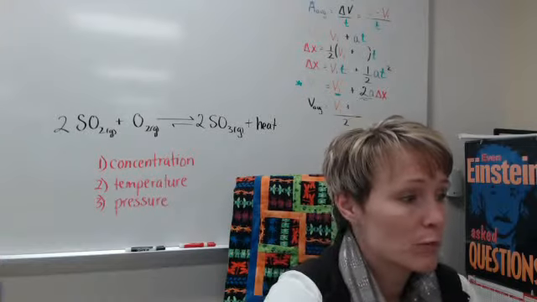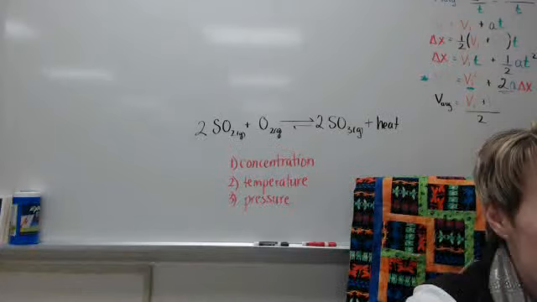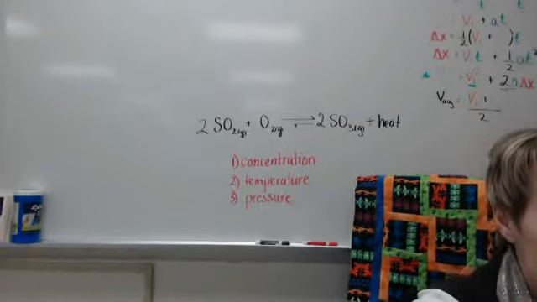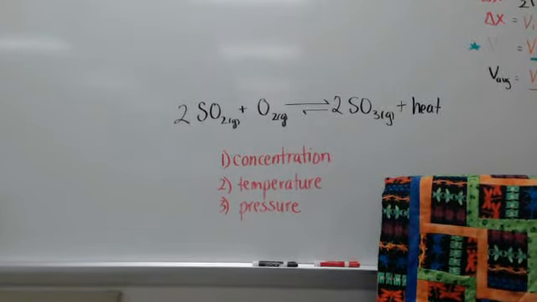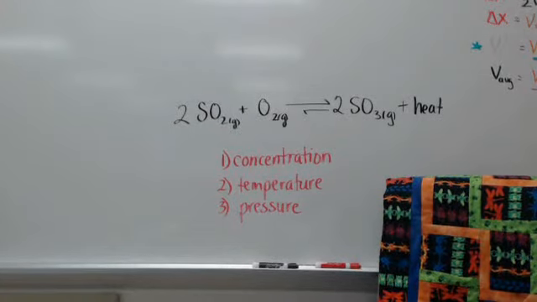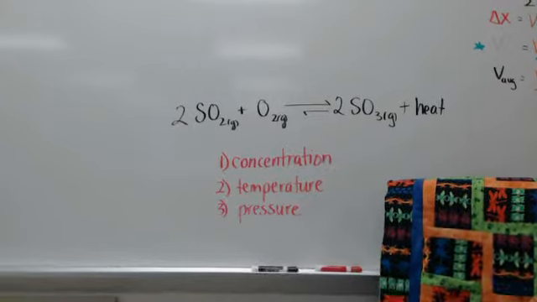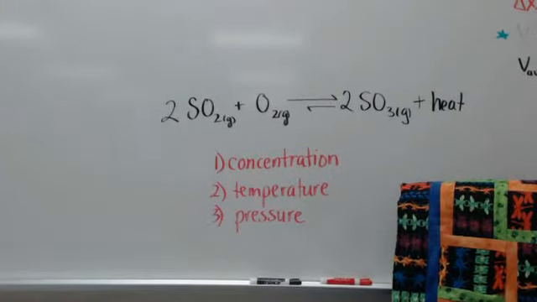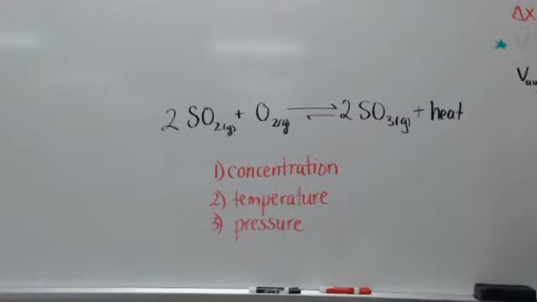So if you look up on the board, we see the reaction that we looked at in class today. I've got sulfur dioxide, and sulfur dioxide reacts with oxygen to produce sulfur trioxide. You need to ask yourself, is this an endothermic reaction or an exothermic reaction? As I look up on the board, I can see that this, in fact, is an exothermic reaction because heat is being given off.